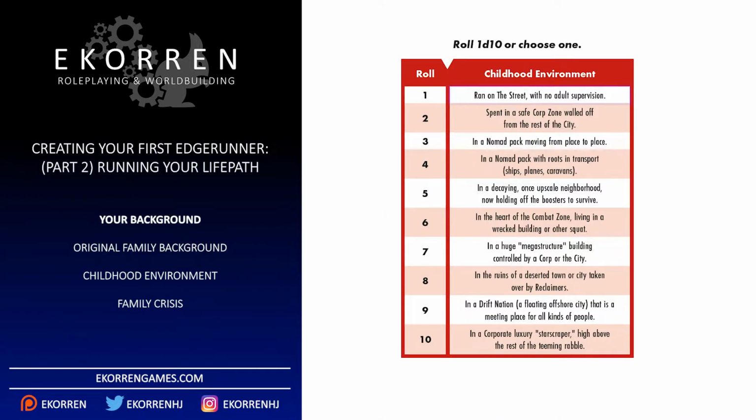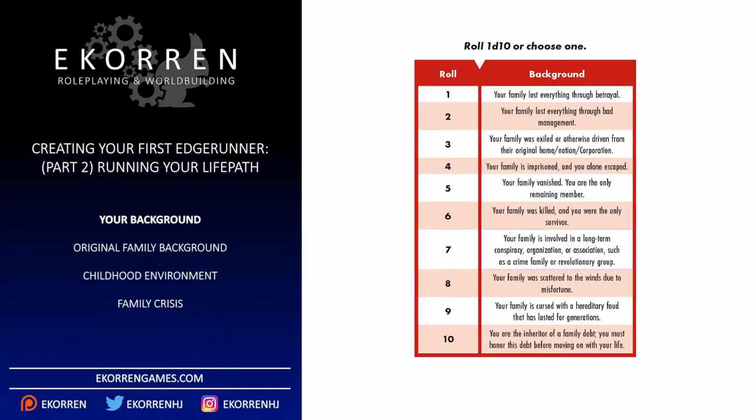This fits into the next table, childhood environment, where I rolled a 1 and got raised on the streets with no adult supervision. Maybe she had to become sneaky and deceptive to survive. And maybe she's neutral towards people because she's assuming that everyone is just fighting for their own survival in their own kind of way.